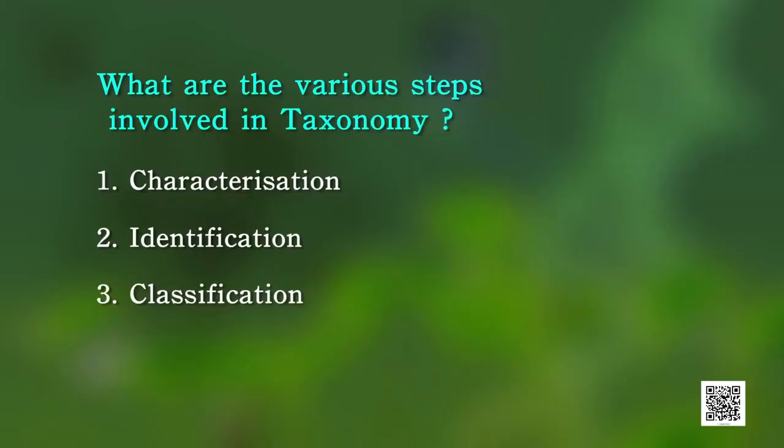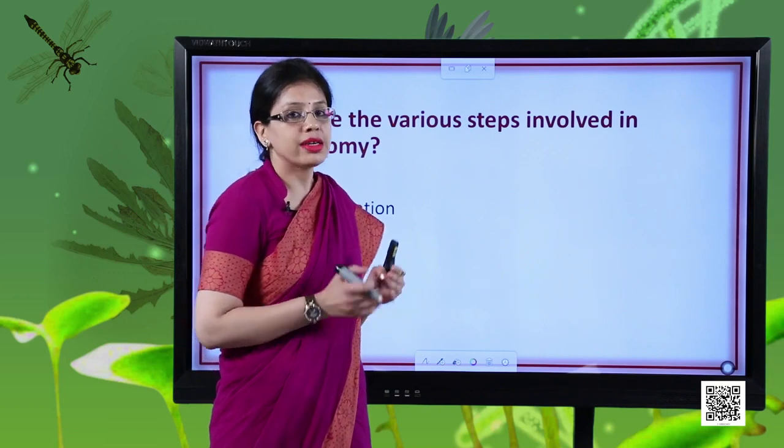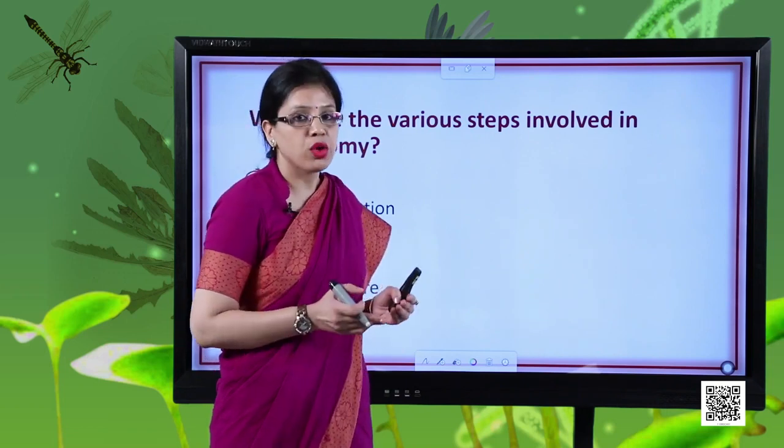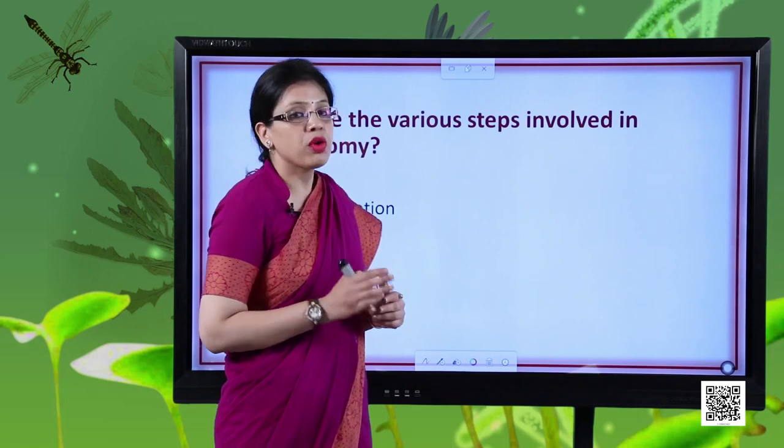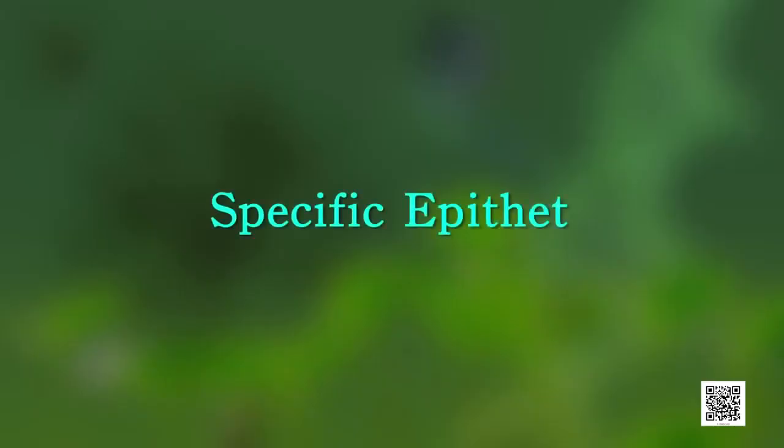Then we have fourth step, that is called nomenclature. Nomenclature means we are trying to give a scientific name to the organism. And in your previous session, you have already studied that this nomenclature is scientific binomial nomenclature, which is made up of two words. One is the generic name, the second one is the specific epithet.